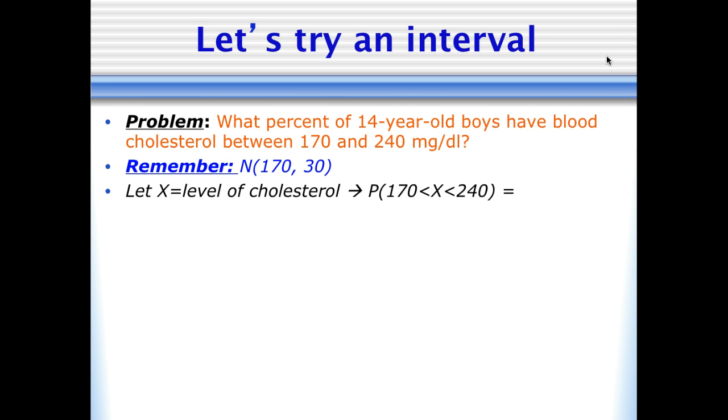So let's try one more example. What percent of 14-year-old boys have blood cholesterol between 170 and 240? So notice, I have a normal distribution with a mean of 170 and a standard deviation of 30, I'm measuring the level of cholesterol, and I want to know the probability that it's between 170 and 240. So now I need to standardize my value and draw my picture.